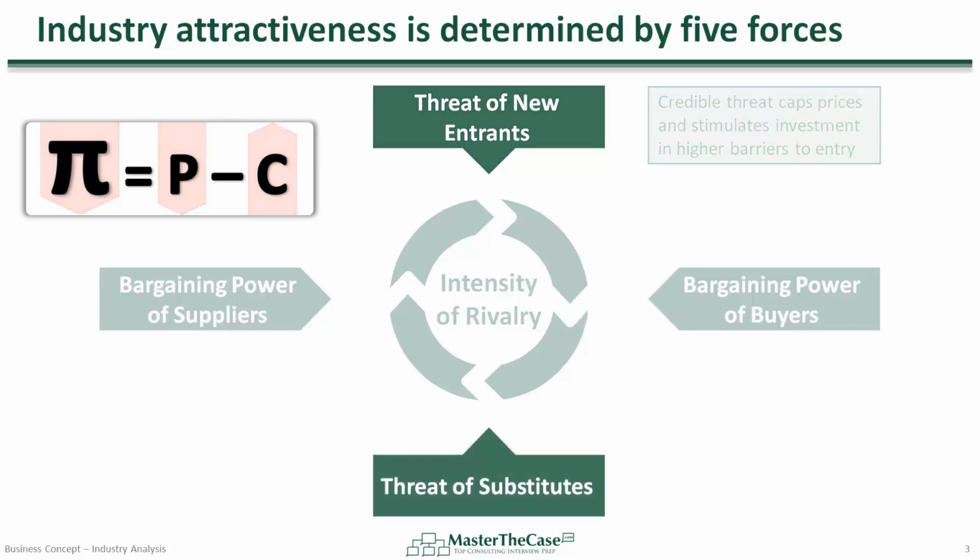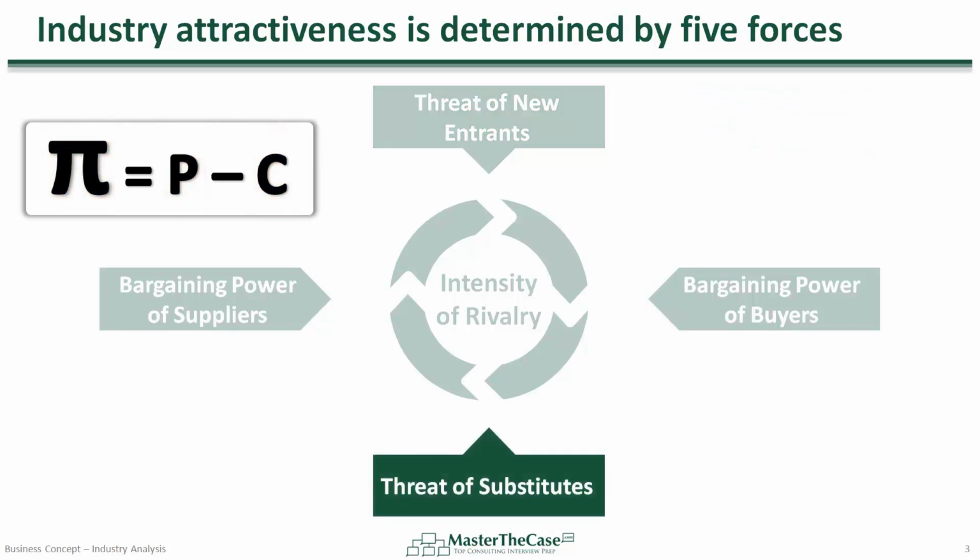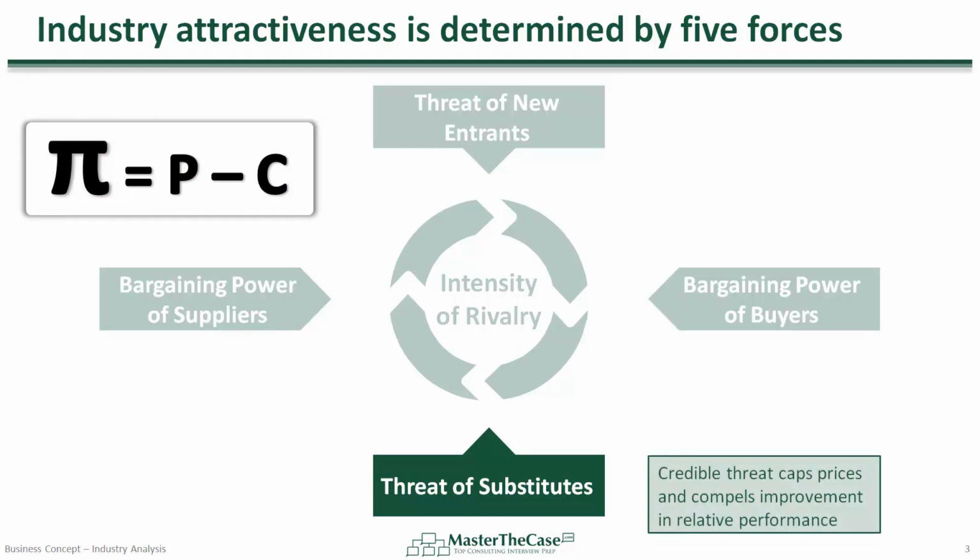Finally, let's understand the impact of the threat of substitutes. A credible threat caps prices and compels improvement in relative performance versus substitutes by the industry firms in order to prevent substitution. So the resulting impact on the industry profit equation is familiar. Price decreases, cost increases, thus profit declines.